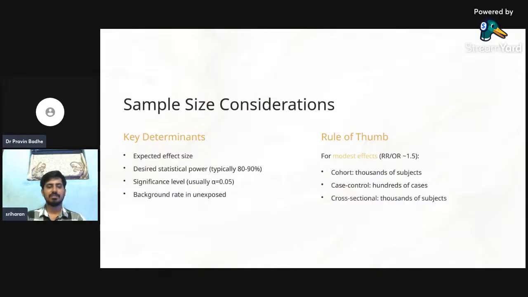While we are doing research, some may drop out from the research, some may be lost from the research. For that kind of thing you need to do a sample adjustment, because you want to tally the definite sample size from that. This is the rule of thumb. While doing a cohort, about 1,000 subjects should be included. While doing a case control, at least 100 cases should be included. While doing a cross-sectional study, 1,000 subjects should be included in your study.